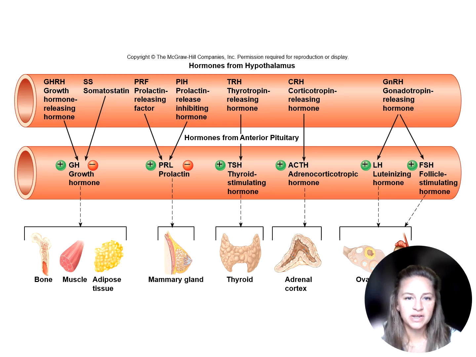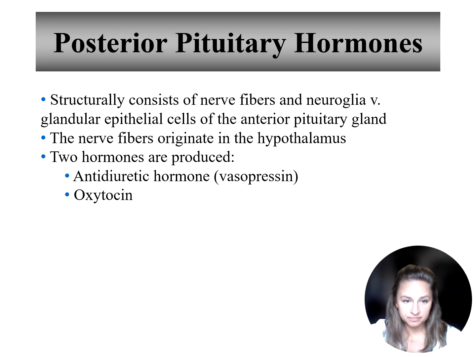So this is showing the different hormones that originate in the hypothalamus, a different part in the brain, and then it tells the hormones from the anterior pituitary gland, and then they go on to release these hormones, and we'll see them in different organs in the body.